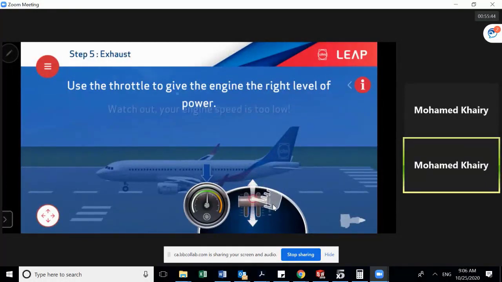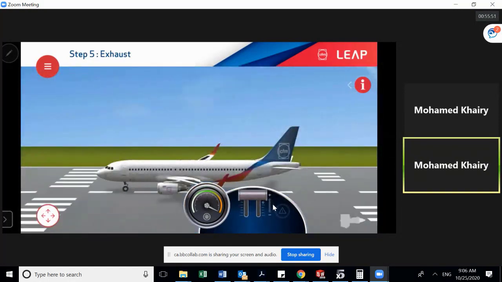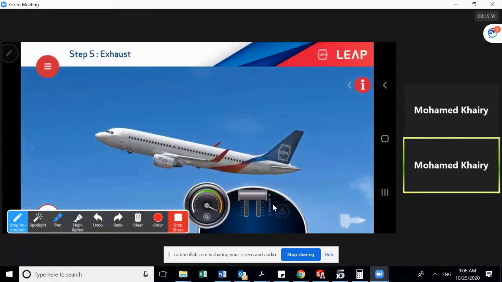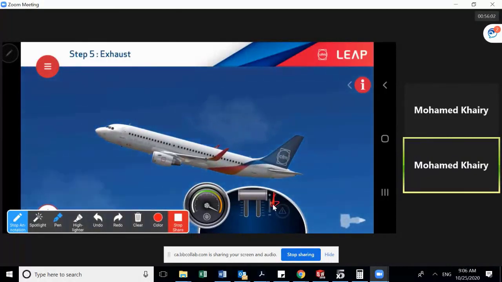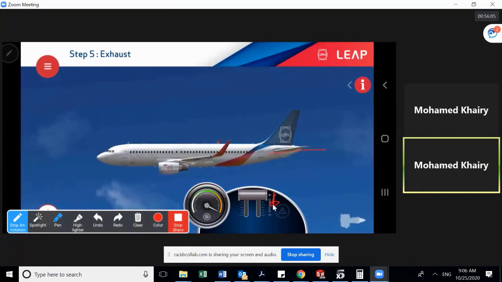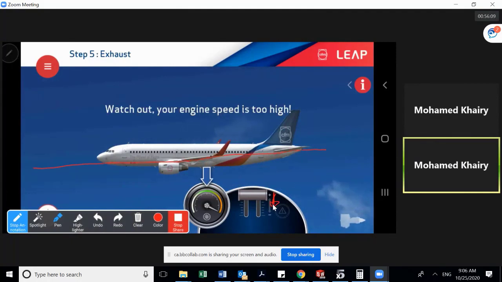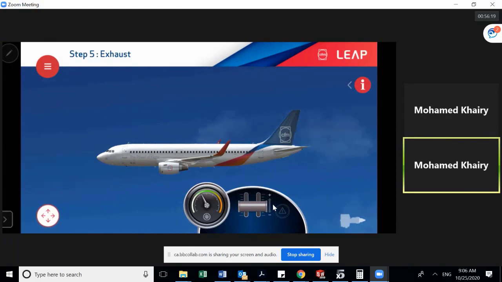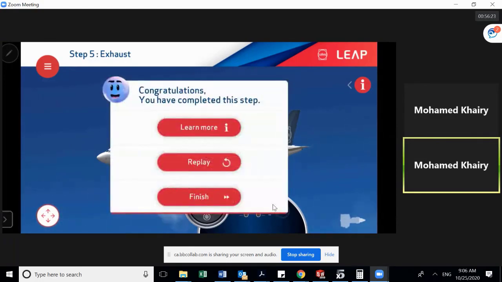So now use the throttle to give the engine the right level of power. If you are going to take off, I have to put it at the maximum. You can see here, I put it at the maximum. So this is the maximum. Now I have to decrease it when the airplane is in level flight. As you can see, what should I do? I have to decrease. Watch out, your engine speed is too high. I have to decrease the engine. And this decrement, as I mentioned, depends on a lot of factors: the density of the air, the aircraft weight, a lot of other things, and the speed that you want to fly the airplane at. So this is all regarding this.